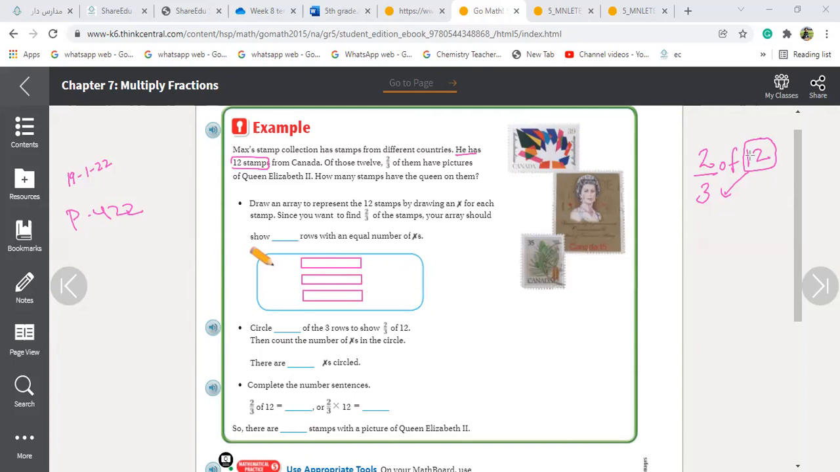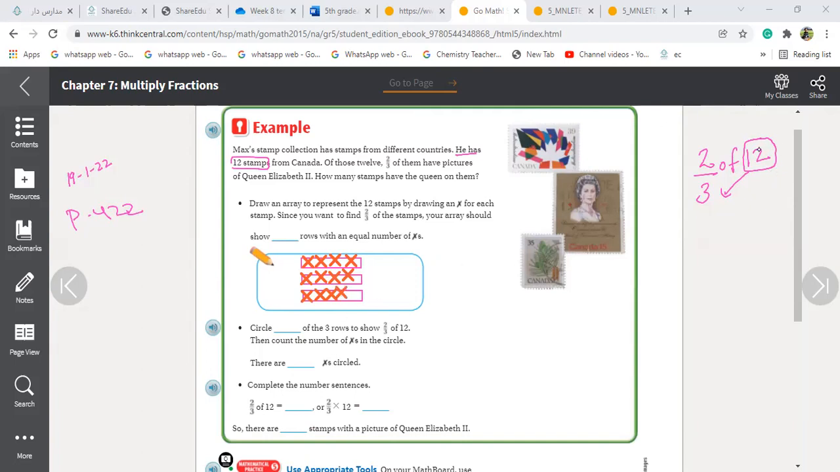And how many stamps did you have? You had 12 stamps, right? If I want to arrange these 12 stamps, how am I going to arrange? I will put 3 times what gives you 12? 4. So in each bag, I need to put 4. 1, 2, 3, 4. 1, 2, 3, 4. 1, 2, 3, 4.